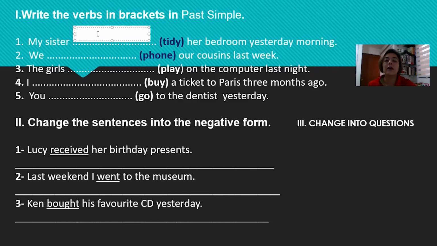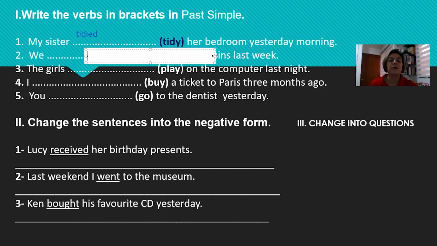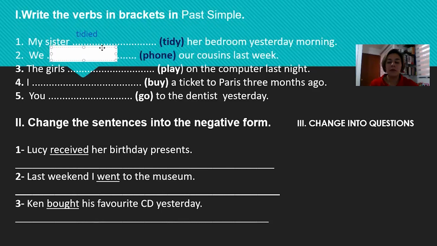Okay, tidy her bedroom yesterday morning. Tidy is a regular verb, so we have to change it. Remember, because the Y changes to I-E-D. Number 2, what is the answer for number 2? Yes, the only thing that we have to write is the letter D because we already have the verb ending in E.